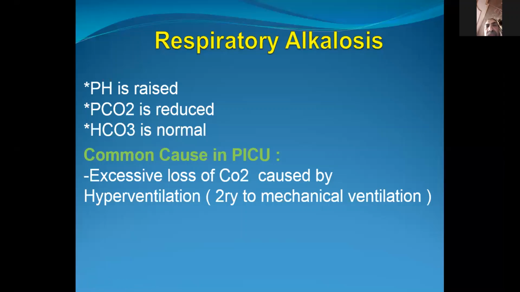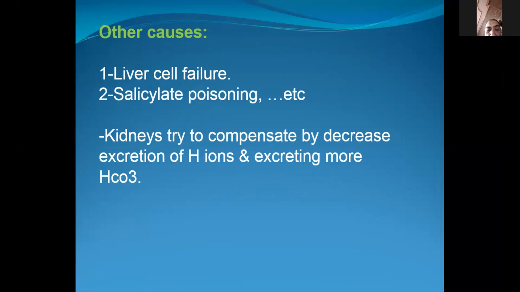It's usually secondary to mechanical ventilation. You can see other causes, which is rare to see in pediatrics, liver cell failure or salicylate poisoning. As we expect, our body will compensate by decreasing hydrogen excretion and excreting more bicarb to correct the alkalosis.